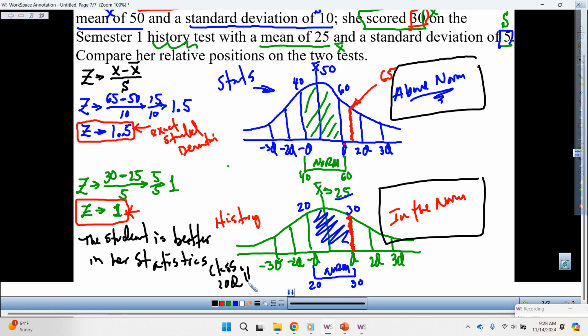Thank you. From 1 to 5, how comfortable are you comparing two different sets of data using z-scores? 5, 5, 5, 5. Okay.